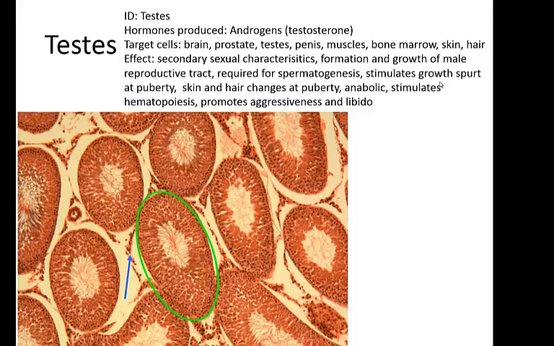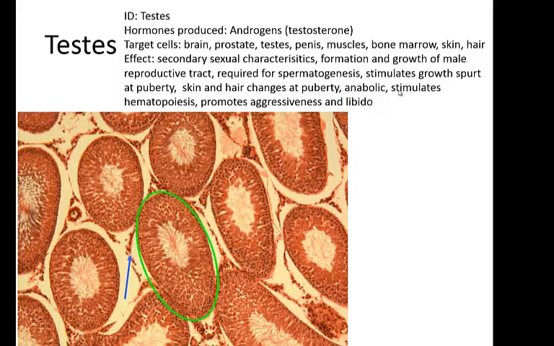Also, testosterone affects the formation and growth of the male reproductive tract. It's definitely required for spermatogenesis, and spermatogenesis is the formation of sperm. So here we have sperm, and this is sperm, and all this is sperm. These little tubes here are sperm forming tubes. This is a cross section through the testes, and we have sperm in here. And testosterone is definitely required for the production of sperm, which is called spermatogenesis.